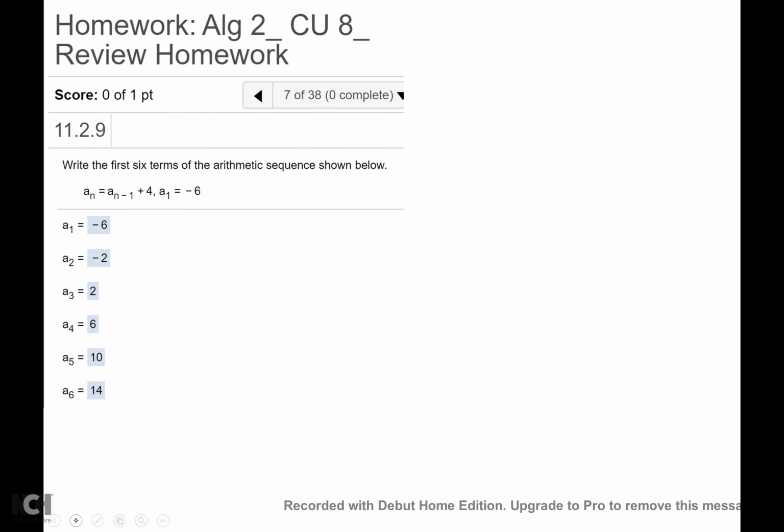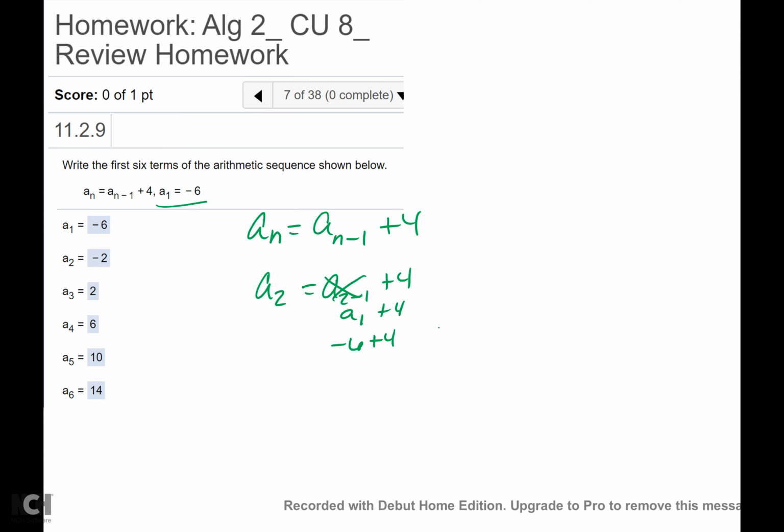Okay, write the first 6 terms of the arithmetic sequence shown below. It says that the next term will be the previous term, add 4. So to find a sub 1, I don't really have to. They told me a sub 1 is negative 6. To find a sub 2, that would be a sub 1 plus 4. A sub 1 was negative 6, plus 4 is negative 2.